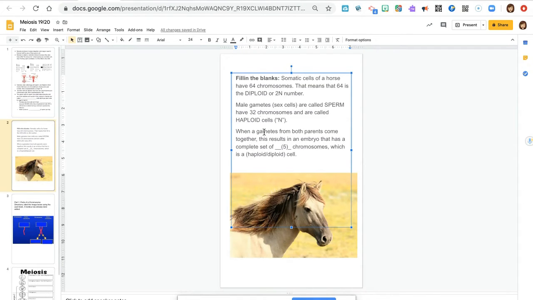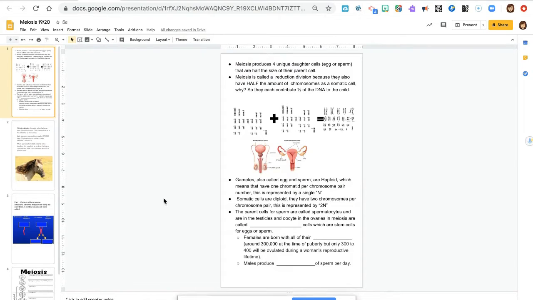When gametes from both parents come together, this results in an embryo that has a complete set of 64 chromosomes, which is the diploid number. Because when egg and sperm meet, they're 32 plus 32 equals the 64. All right, that is diploid versus haploid. Let's finish this page right here.